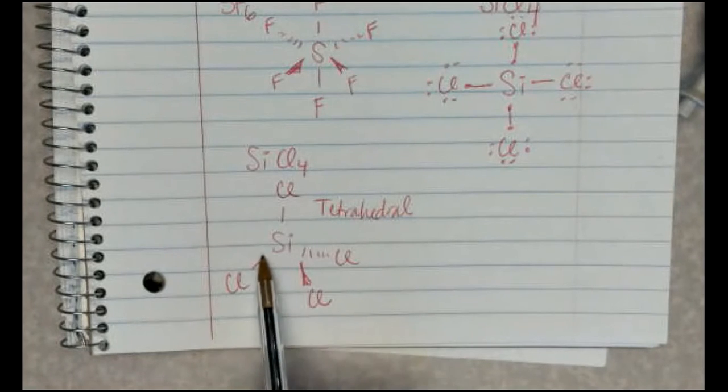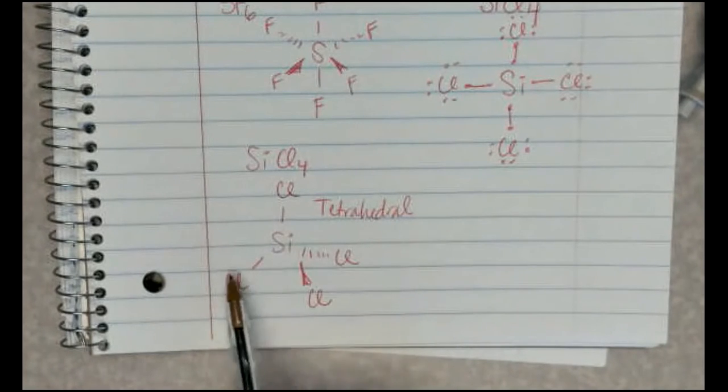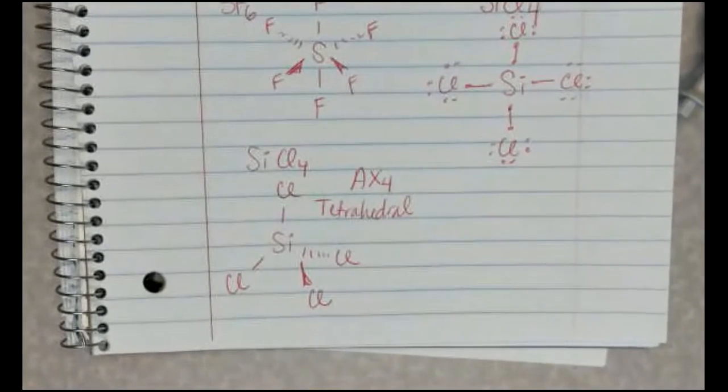So you can almost look at this and say, okay, this is going to make sense. Silicon's going to bring in 4. Each of the chlorines are going to bring in 1 for that bonding pair. The octet for everybody will be satisfied. This looks like AX4, and then you'll know tetrahedral.